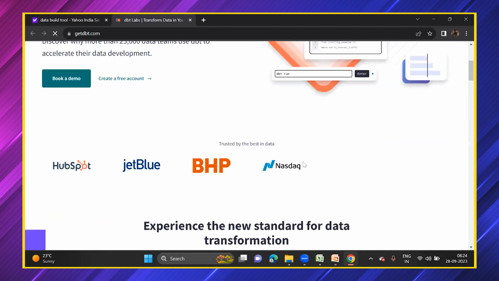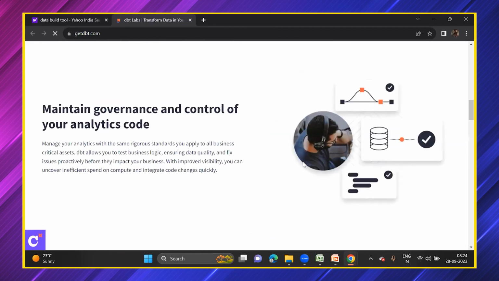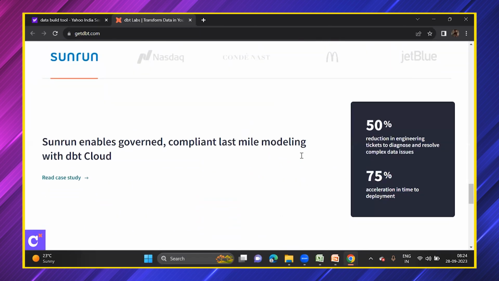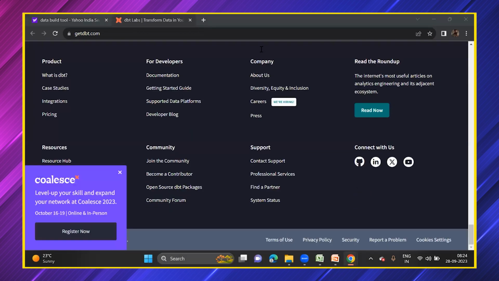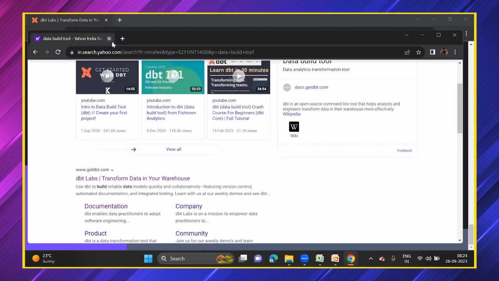I guess this is the one. Somewhere they have mentioned the sources. Is the DBT tool a single tool or a combination of some tools that we call DBT? No, DBT is a single tool.